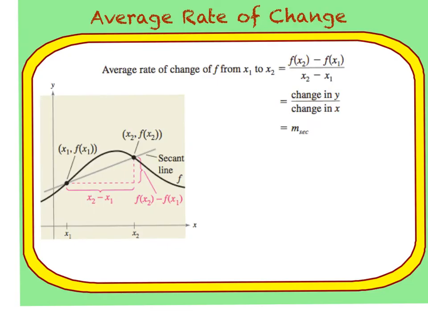Okay? Average rate of change. This is what you've been doing your entire life, is an average rate of change. All it means is its algebra slope. y2 minus y1 over x2 minus x1.